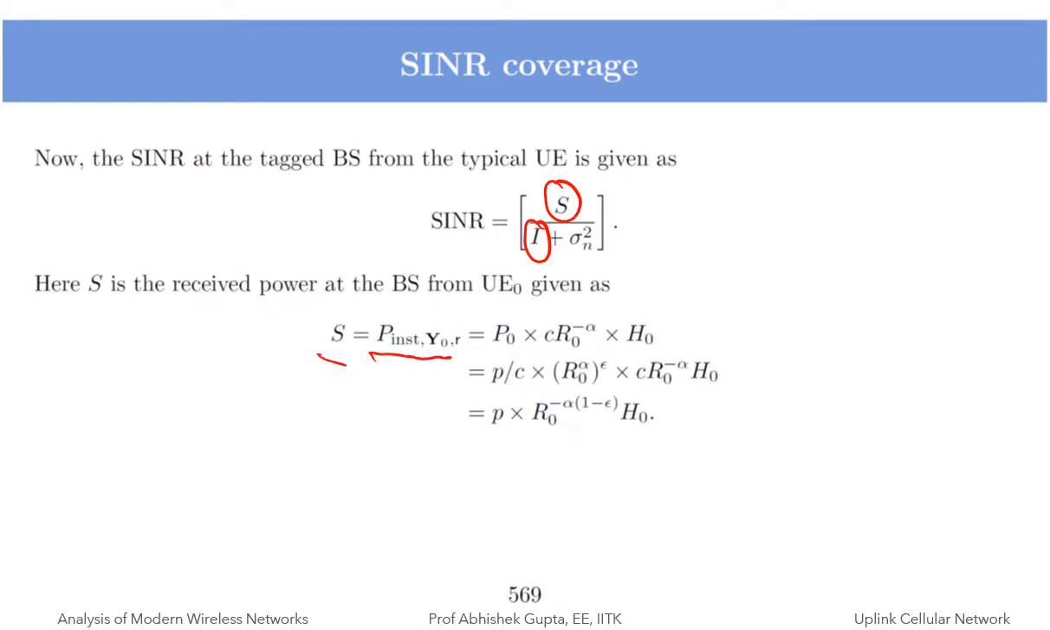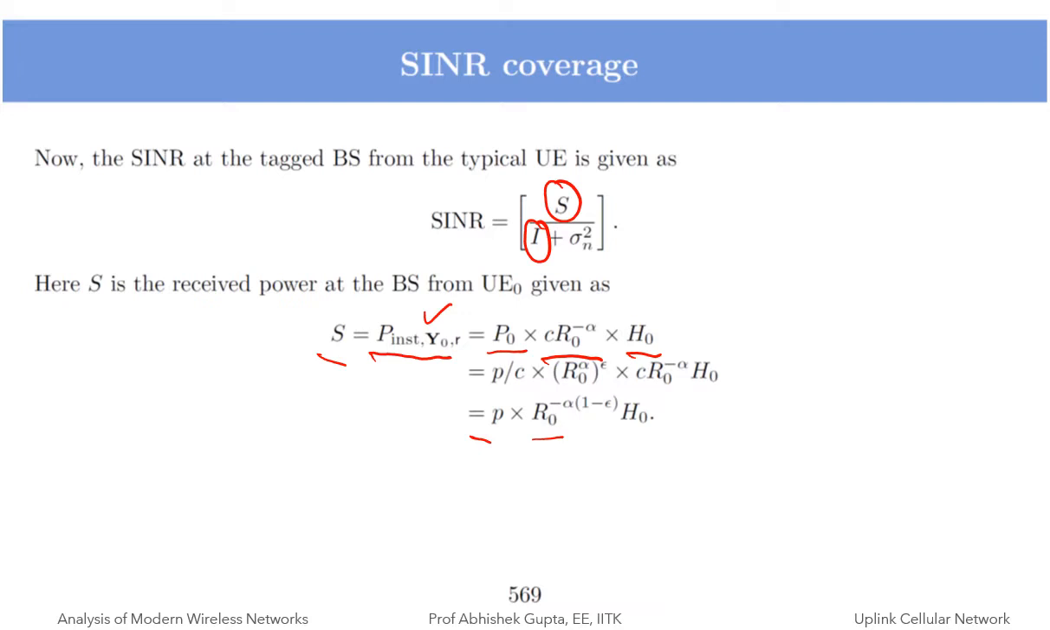S is the instantaneous received power from the user at Y0, and that is given by the transmit power of the UE, which is P0. Remember, 0 is the index for the typical UE. Then the path loss, which is given by C R0 to the power minus alpha, and the fading H0. We can put the value of P0. We are taking a general epsilon power control. So P0 would be given by P by C into R0 to the power alpha, to the power epsilon, and the rest of the terms, and you finally get P into R0 to the power minus alpha times 1 minus epsilon, H0.